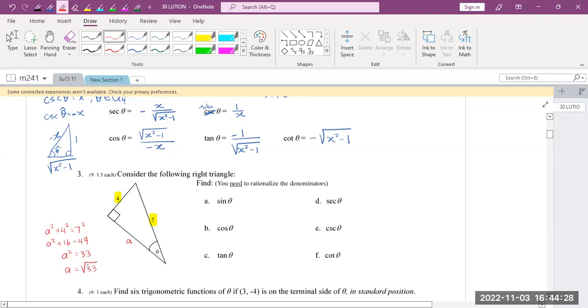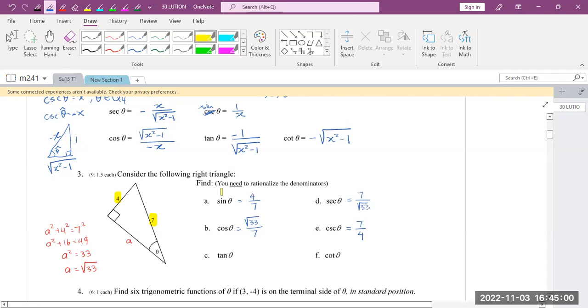Now what is sine theta? Sine theta is the opposite of angle theta, which is 4, over hypotenuse 7. Once we know sine theta, we also know the cosecant theta, right? That's 7 over 4. Now cosine theta is the adjacent of angle theta, radical 33, over hypotenuse 7. Once we know the cosine, then the secant is also known. That's the reciprocal, 7 over radical 33.